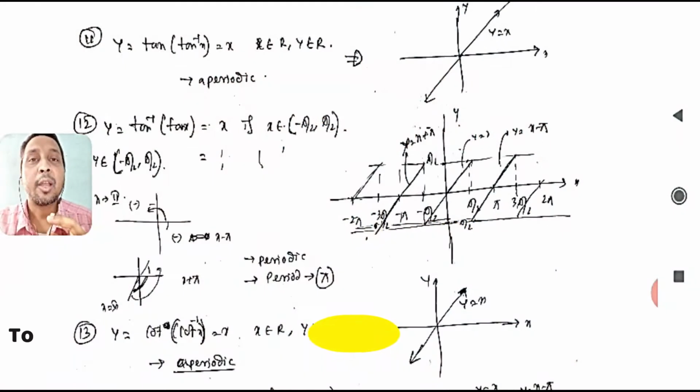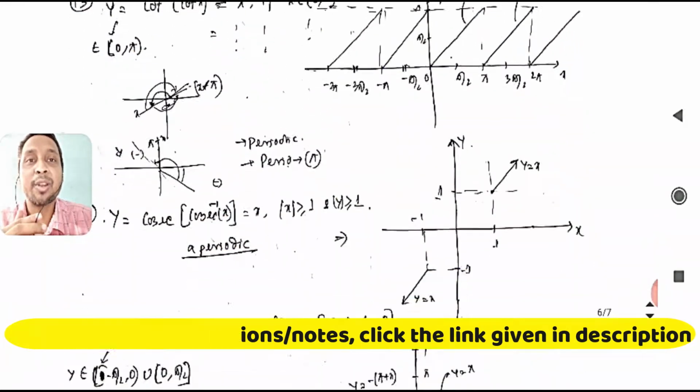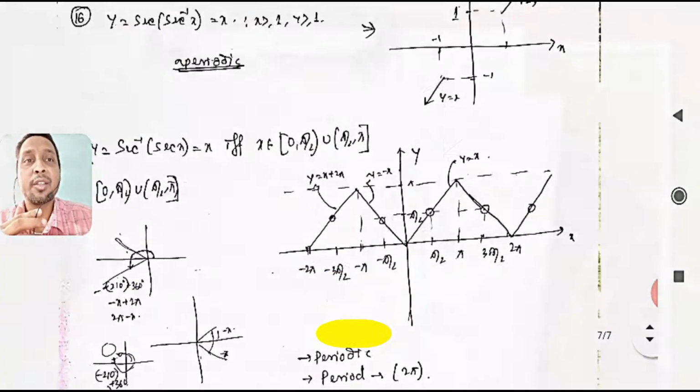Okay students, welcome you all to this new lecture in intermediate level. So we will complete the graph part of inverse trigonometry today. In this lecture we will see tan inverse tan, cot inverse cot, and similarly sec and cosec. Okay, then let's see all these graphs.